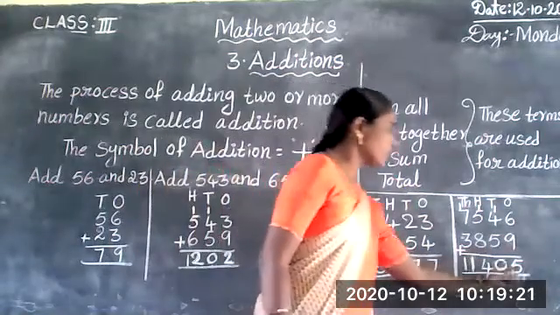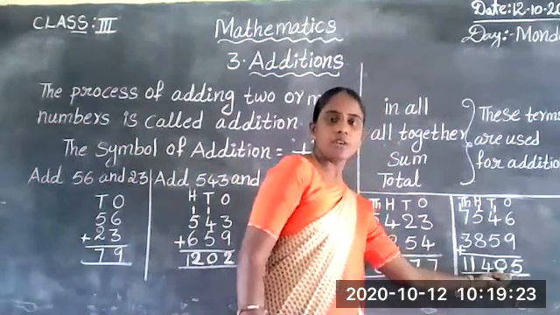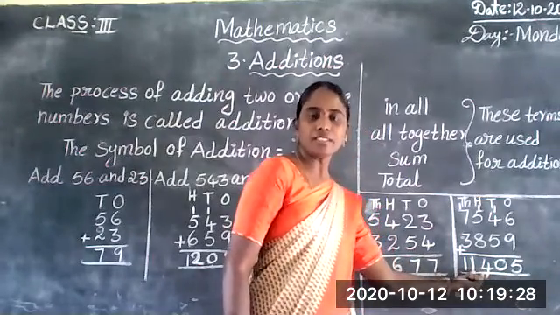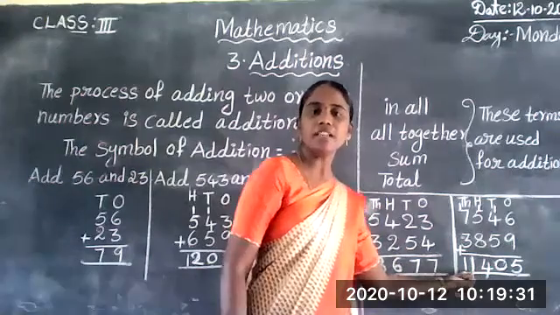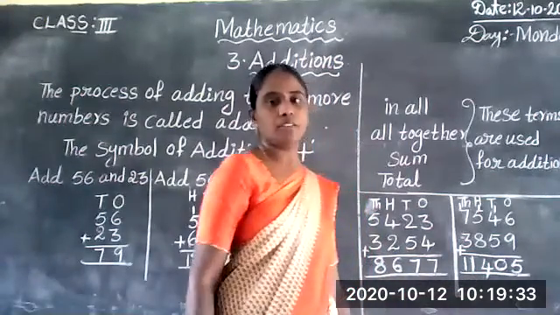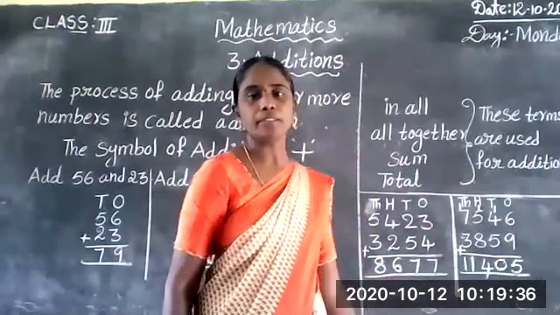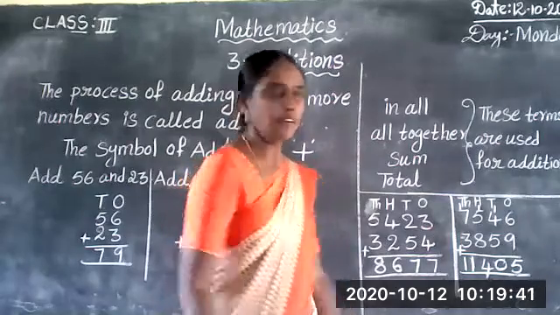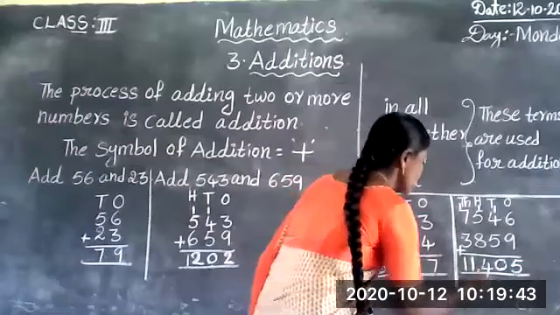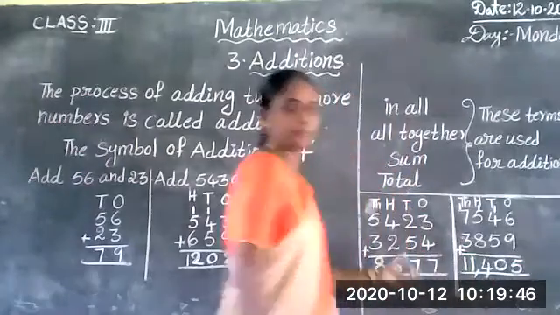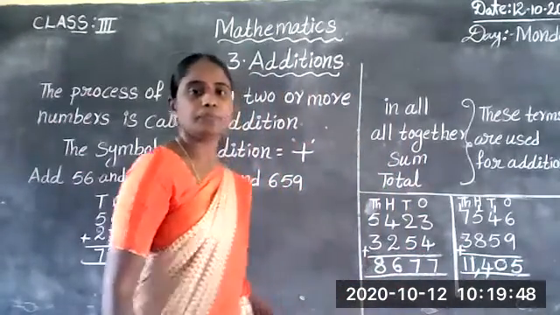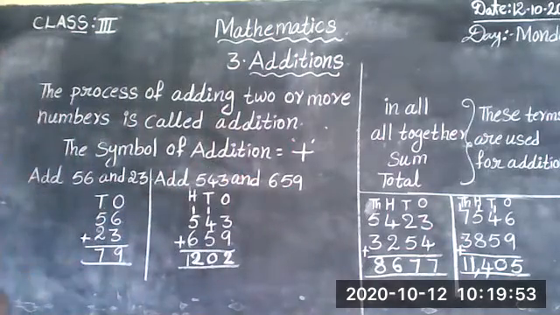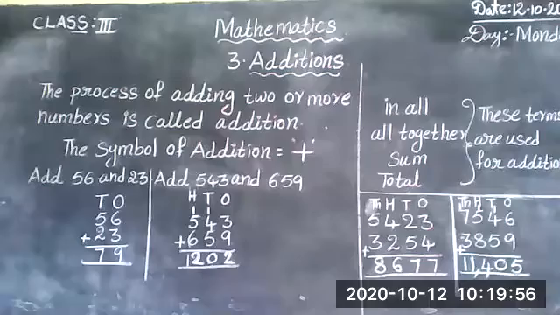Okay, next. 5 is in the ones place. 0 is in the tens place. And 4 is in the hundreds place. Next, 1 is in the thousands place. Next one is the 10,000s place. How can we read this number? 11,405. Write it down, children. Write in your notebook.